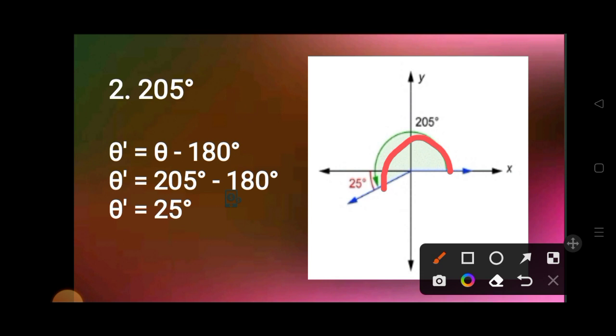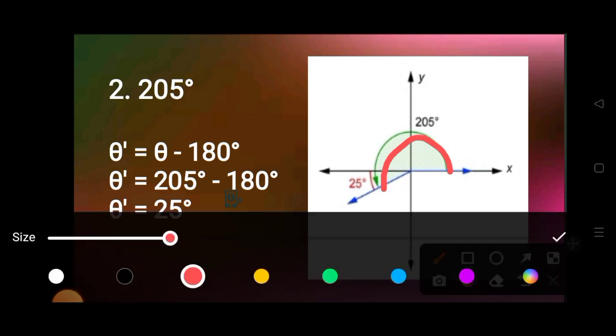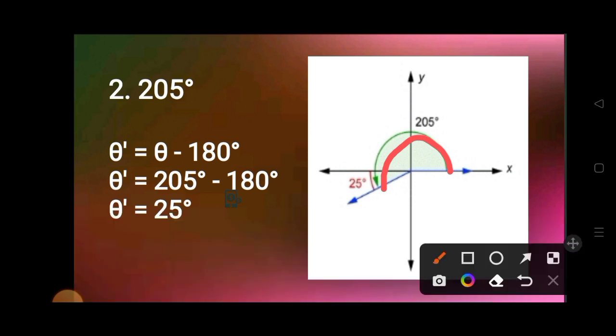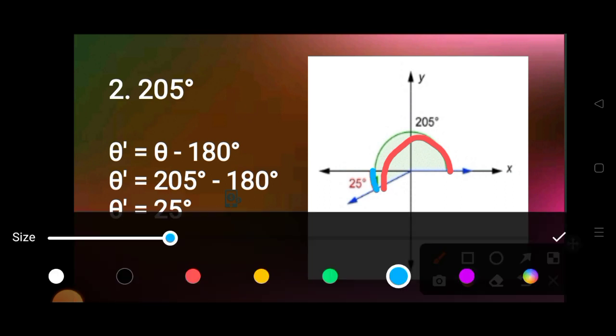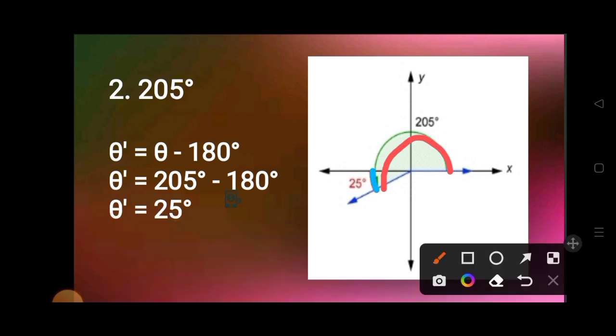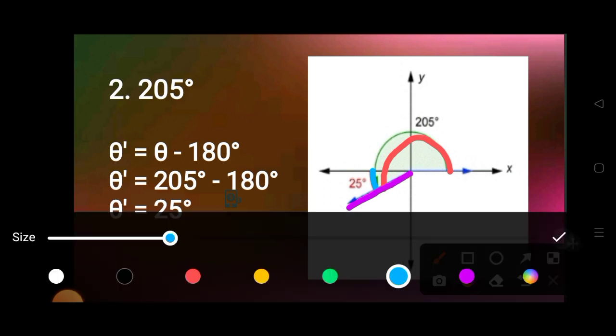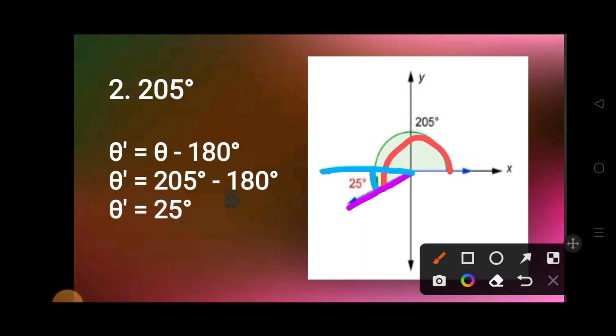So our reference angle is 25 degrees, which is between the terminal side and the x-axis.